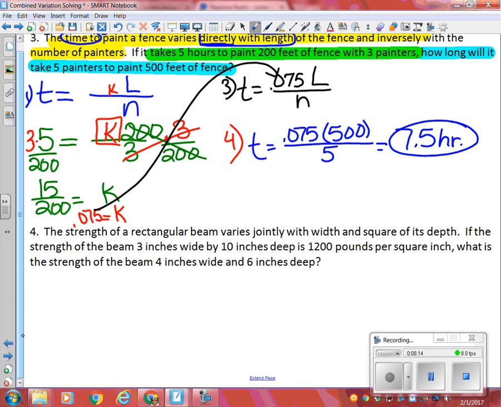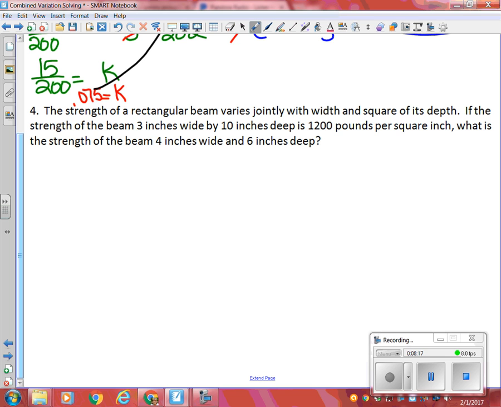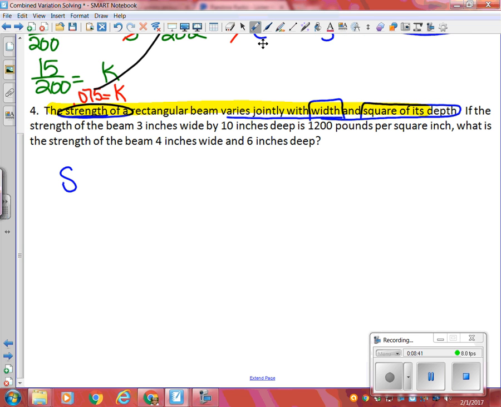Number 4. Okay. It's the same thing as what we've done before, only we have a numerator and a denominator, so we have to make sure we simplify properly. The strength of a rectangular beam, okay, I'm going to use S for strength, varies jointly with width and the square of its depth. Notice that we did not see the word inversely at all within the first sentence. That means this particular problem will not have a denominator. Okay, so the strength varies jointly with the width, W would be my width, the square of its depth, depth squared. I still need to be sure I solve for constant K.